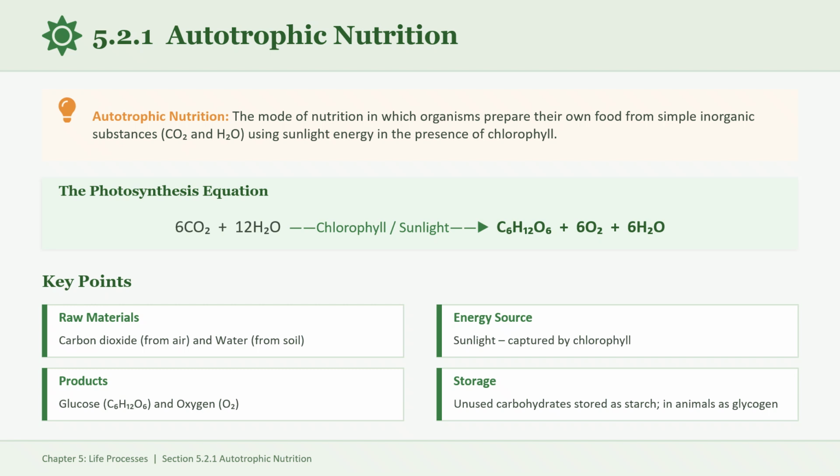So how is it stored in the plants? The unused carbohydrates, which are not already used by the plants. Glucose they are mentioning here as carbohydrates. Many glucose molecules form the carbohydrates, right? So how are they stored, children? They are stored in the form of starch in plants. But in animals what happens? It is stored in the form of glycogen.